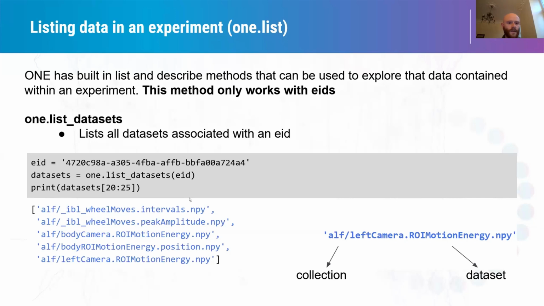So once you have an experiment of interest, you can then explore the data using this list datasets method. What this does is you provide it an experiment ID or a session path, and it just returns you a list of the data available for that session as paths relative to the session.